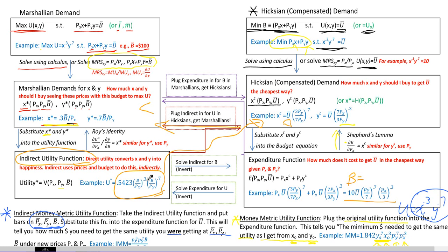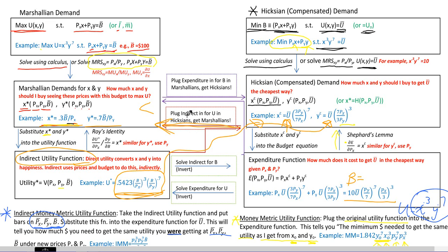So plug this indirect utility function in here for utility. And if you simplify it, and this will take a good deal of simplifying, what you'll end up with is 0.3 B over the price of X. Plug that same thing in here into the Hicksian for Y, and it will give you, after a lot of simplification, 0.7 B over the price of Y.